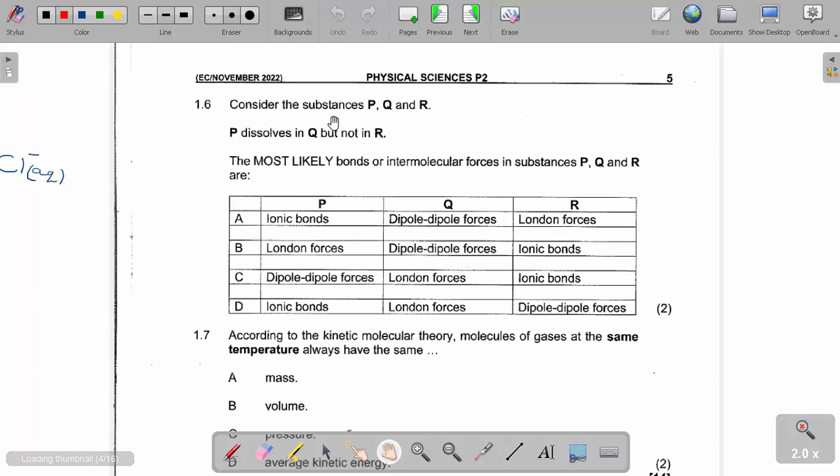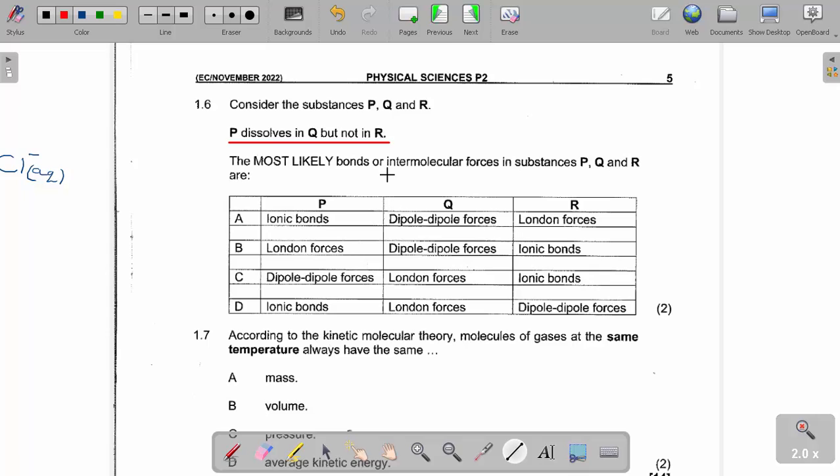Next. They say consider the substances P, Q, and R. They say something important here. Note that they're saying P dissolves in Q but not in R. Then they said the most likely bonds or intermolecular forces in substances P, Q, and R are: ionic bonds, dipole forces, London forces; dipole forces, ionic bonds, dipole forces; London forces, and ionic bonds; then ionic bonds, London forces, and dipole forces.